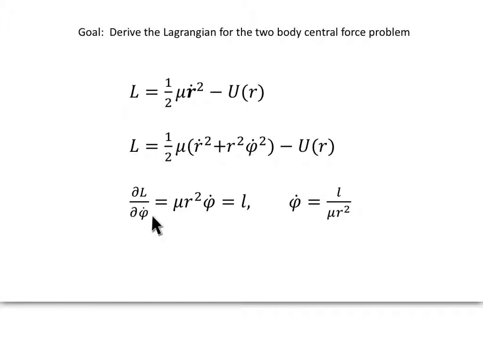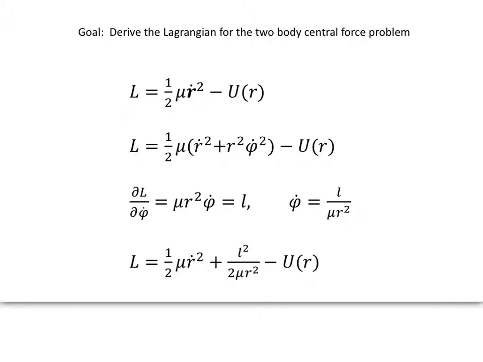First, we'll find the generalized momentum for phi and set it equal to the constant L, or the angular momentum. Rearranging for phi dot, we get L over mu r squared, which we can then plug back into our original Lagrangian. Finally, we now have a one-dimensional Lagrangian that defines our two-body central force problem.